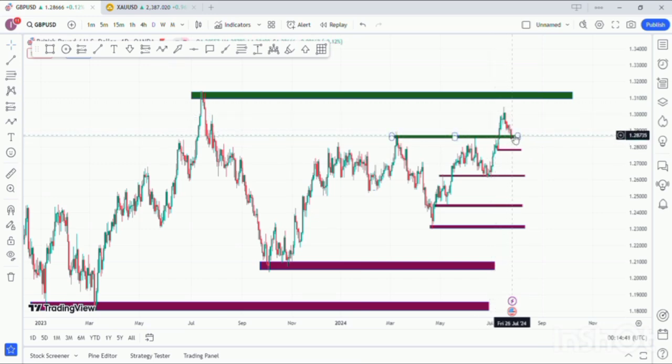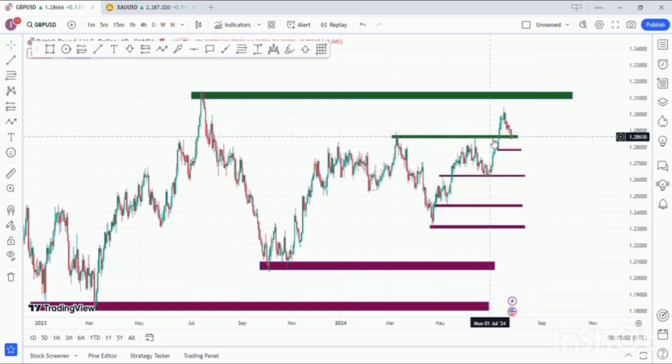So for next week, we'll run through the analysis from the daily time frame down to the 1 hour time frame, so as to see some key zones that we need to be paying close attention to for the coming week. So guys, right here on my screen is GBPUSD on the daily time frame.